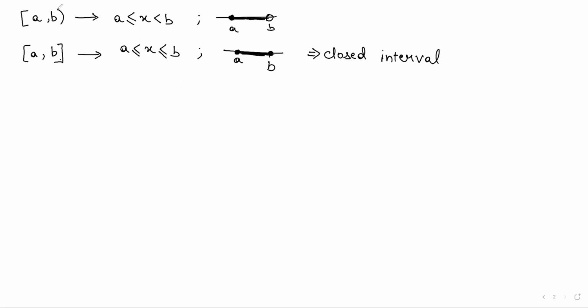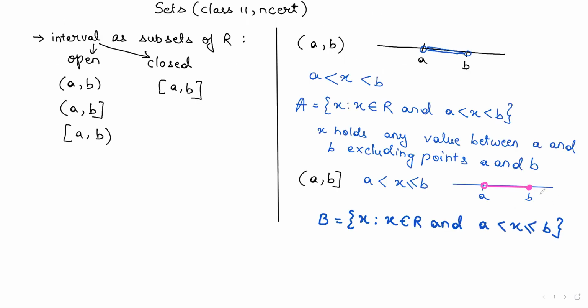If you have even a single round bracket, or if you are excluding at least one point of these two limiting values, then it is called an open interval. So this will be an open interval, and so with the previous two values. Open interval and open interval.